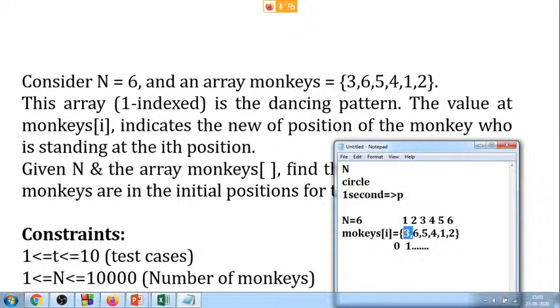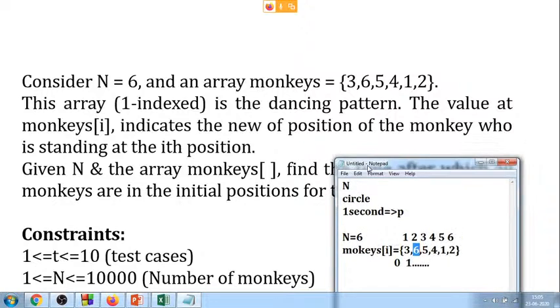This is the position of a monkey at the ith position. Right now the value is 1. It displays that for the next step this one will go to the 3rd position, and for the second person, in the next second he will go to the 6th position. I will show you by diagrammatic representation. It makes it clear. Right now, understand this question.